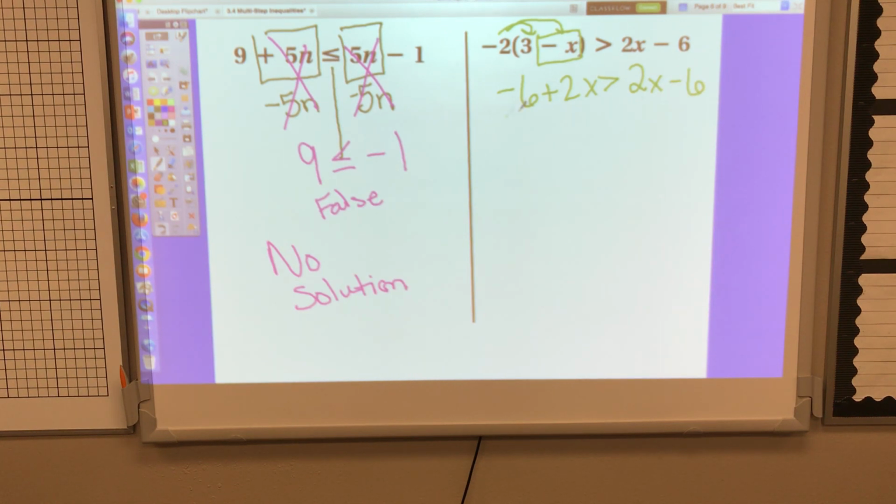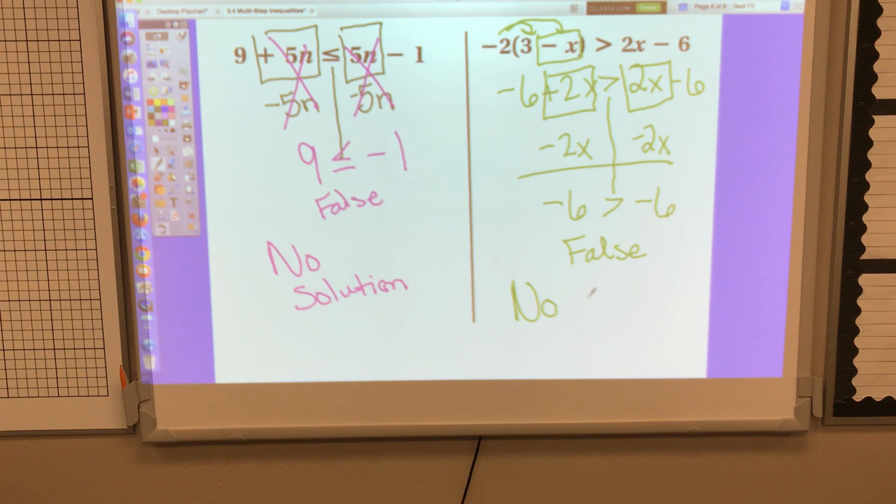Okay. So I have a variable term over here, variable term over here. They're both the same, so you might be able to notice. If not, you can subtract your 2x on both sides, getting me negative 6 is greater than negative 6, which even though they're the same, since it doesn't have that or equal to, this is a false statement, and our answer would be no solution.